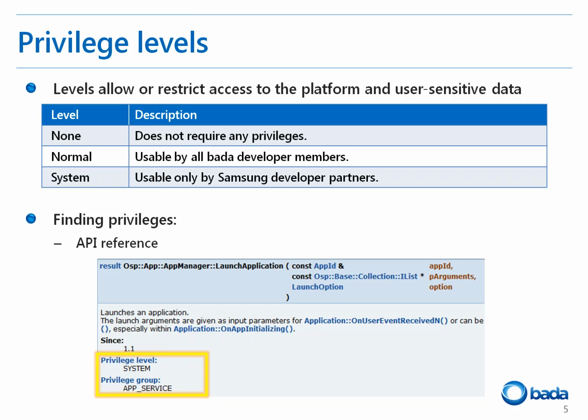It's very simple and easy to know the privilege and group of access for the particular API. Here in this example, we have the OSP, App, App Manager, Launch Application API, where you can check the privilege levels and corresponding group. This API has the System privilege level and comes under the App Service group. You can use the corresponding APIs which are required for your applications.